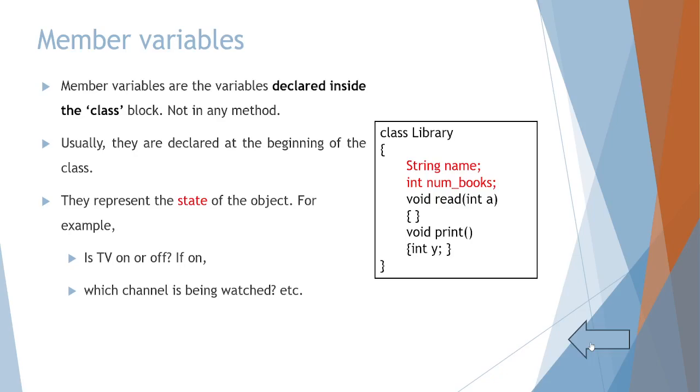Now, member variables. These variables are declared inside the class block, not in any method. Those 2 red colored variables in class Library: string name, int numberOfBooks. Both of them are known as member variables. They are declared usually at the beginning, or they may be at the end or in between, but not inside any method. They represent the state of the object. For example, is the TV on or off? If on, which channel is being watched? State.